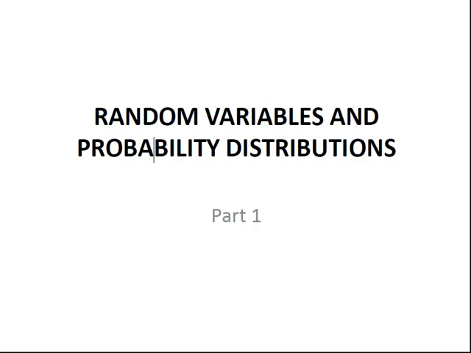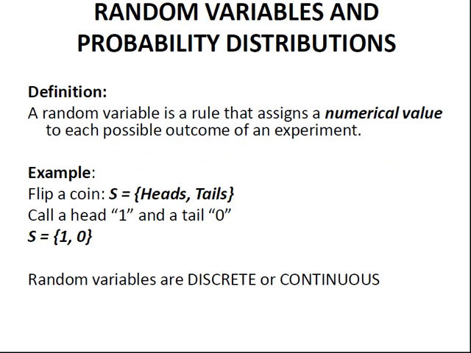In this presentation, we are going to look at random variables and probability distribution. So to start off, what we're going to do is consider the definition of a random variable. A random variable is a rule that assigns a numerical value to each possible outcome of an experiment. So a key thing there is numerical value.